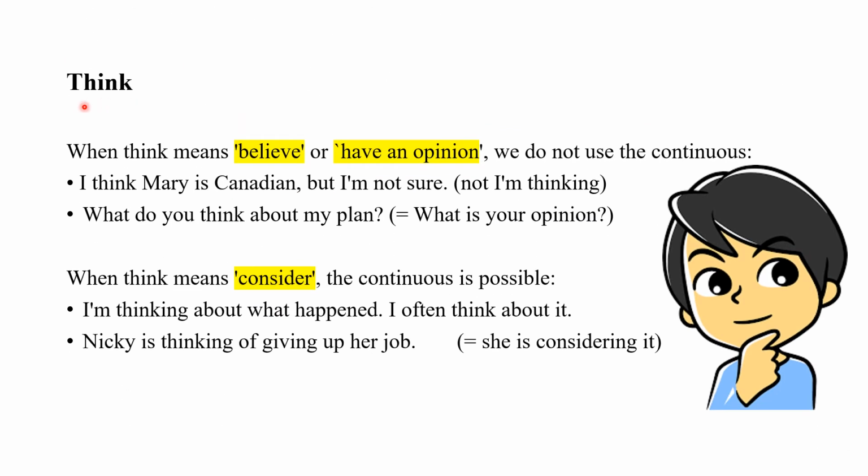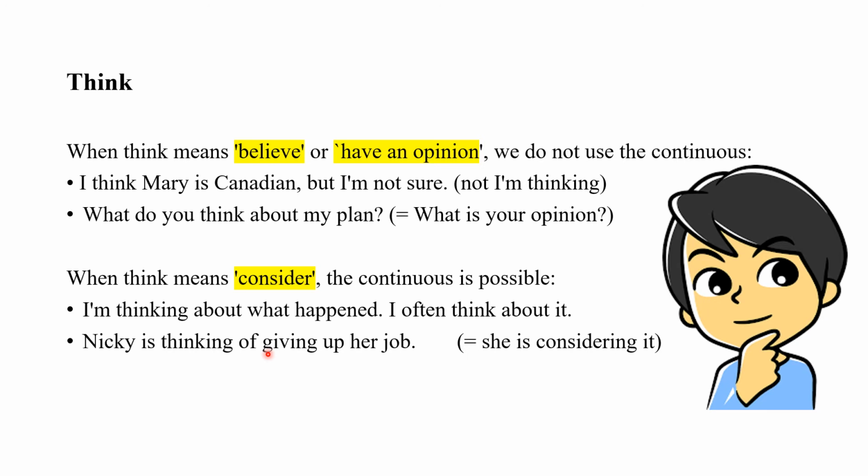For the verb think, there are two conditions. When think means to believe or to have an opinion, we use the present simple tense and not the present continuous tense. For example, I think Mary is Canadian, but I'm not sure. We cannot say that I am thinking Mary is Canadian. Similarly, we can ask someone, what do you think about my plan? We have used the present simple tense in this example because we are asking for an opinion.